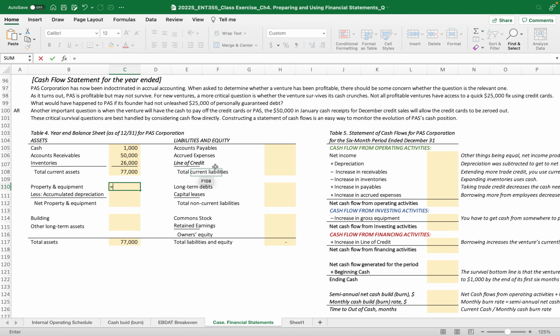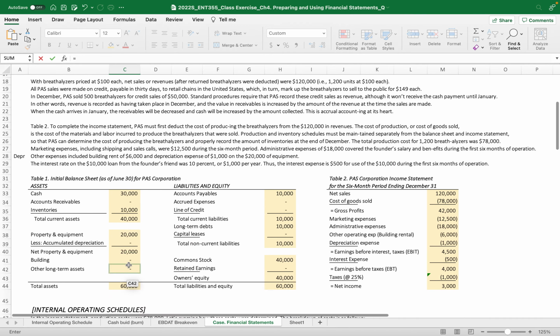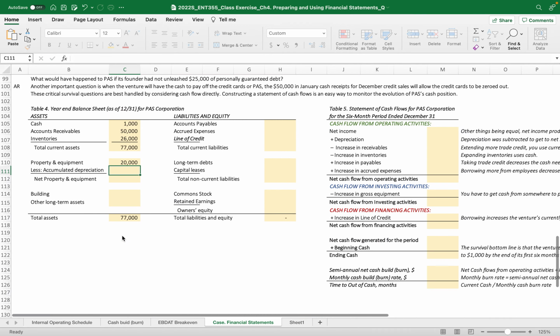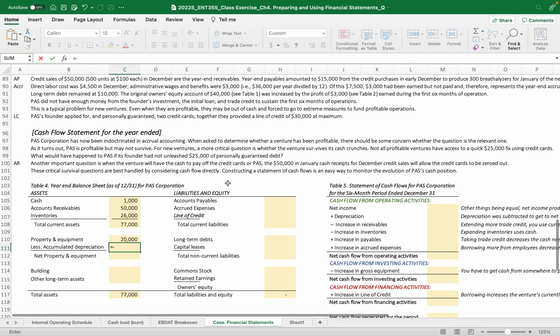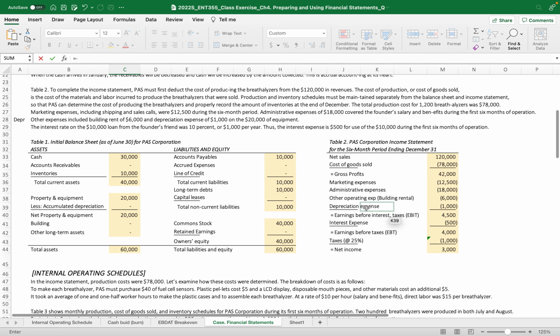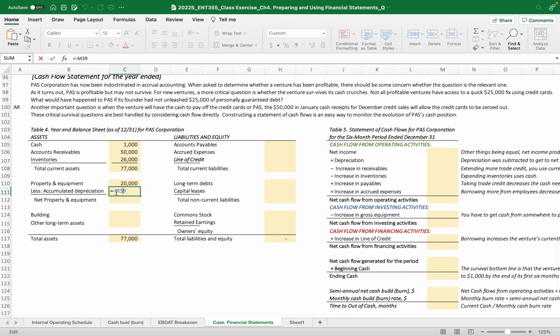Property, plant, equipment has not changed yet, right? So we just link from the initial balance sheet. Let's do accumulated depreciation. Do we have depreciation expense? Yes, we have the depreciation expense. There you go. On the income statement, we recognized it for six months, right? So net property, plant, and equipment after the accumulated depreciation subtraction, and then we got it. We don't have any building or long-term asset yet.